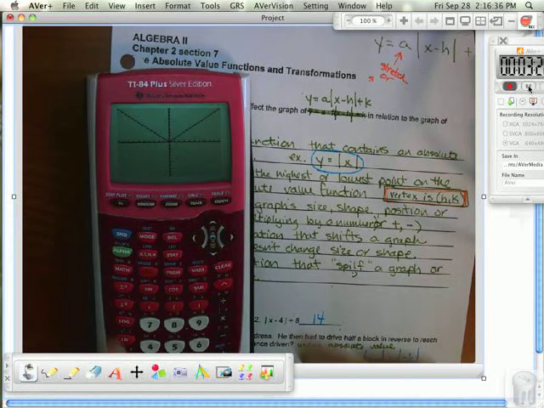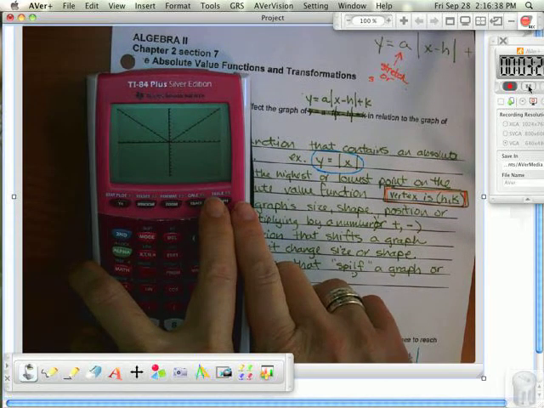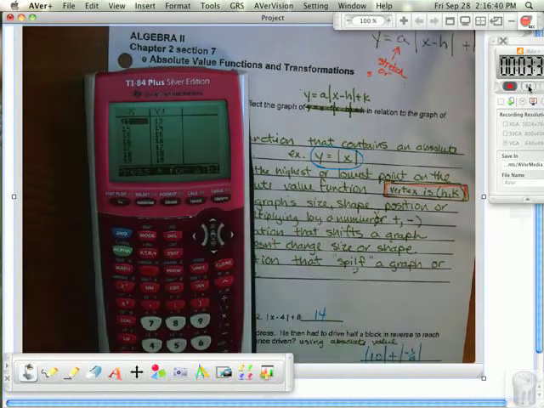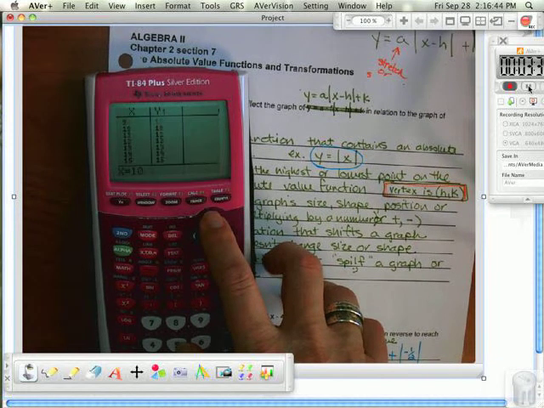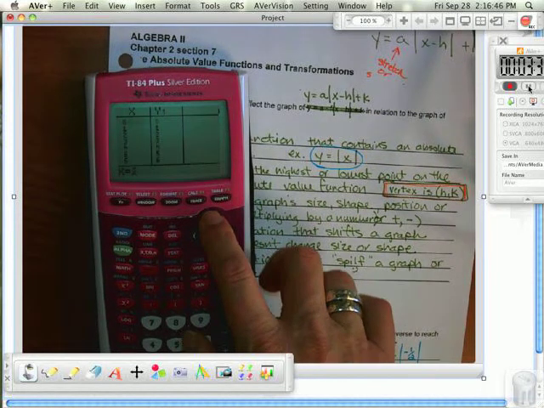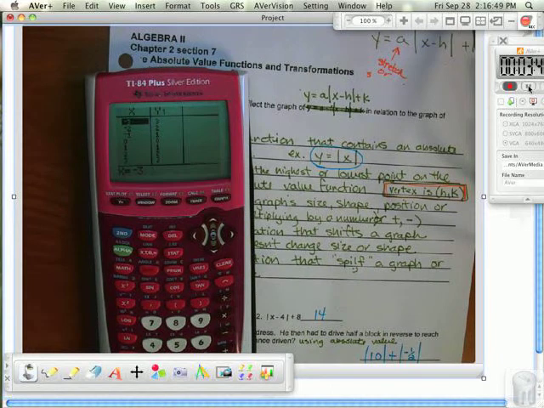Let's go to the table. Second table. Look, this is just what we were talking about. I'm going to arrow down a little bit to the ones and the -1s. We can see here when x is -1, y is +1. When x is 1, y is +1. These are inputs and outputs.